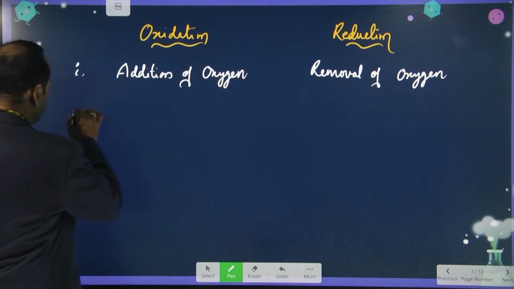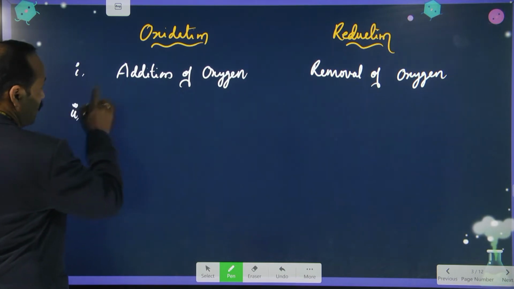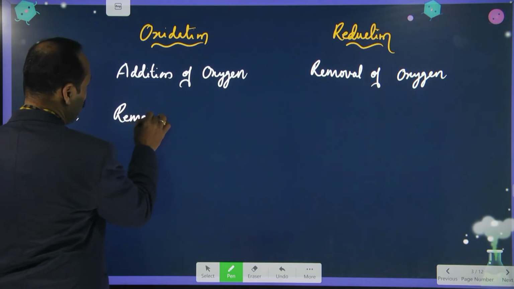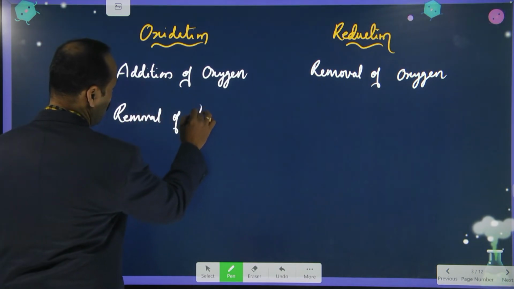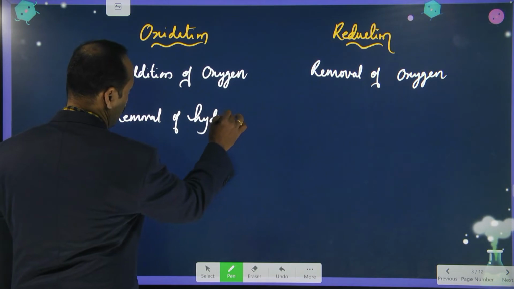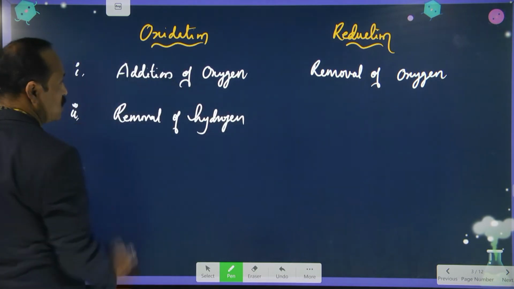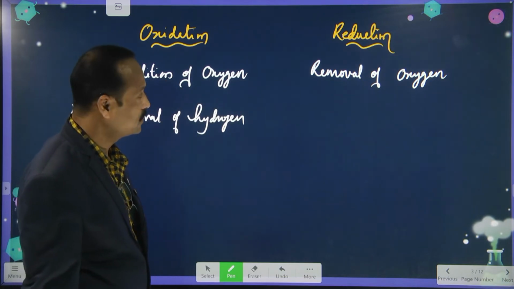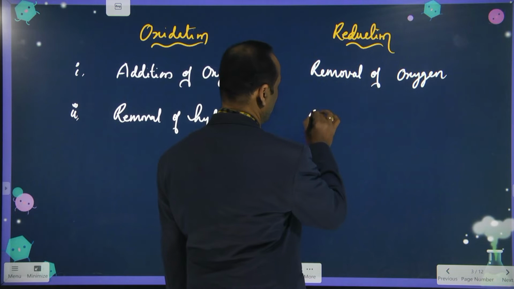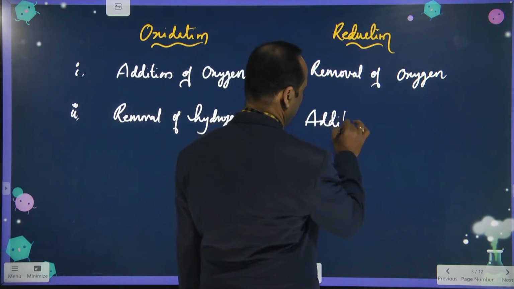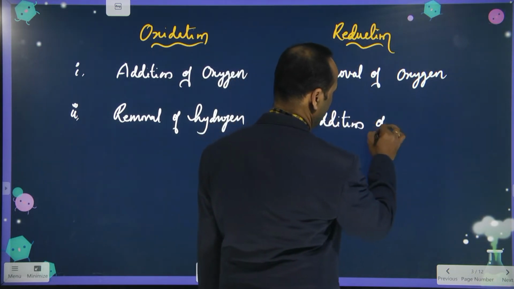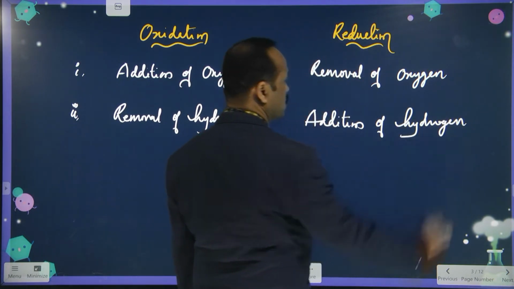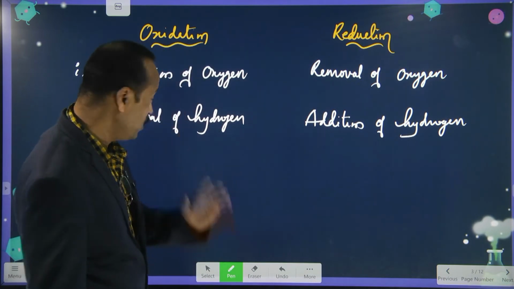One more definition. Other than addition of oxygen, removal of hydrogen is also called oxidation. The opposite is reduction. So what can you write? Addition of hydrogen is called reduction.